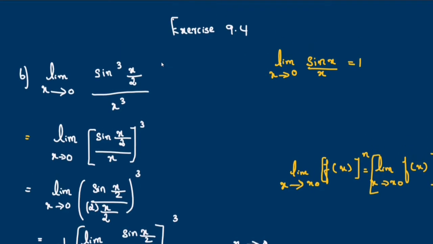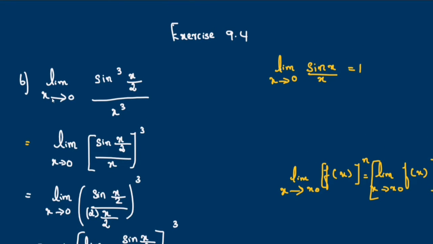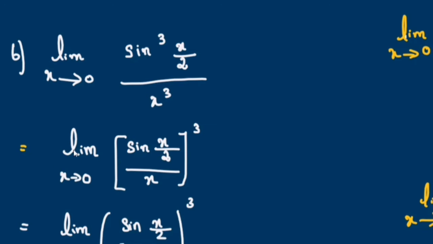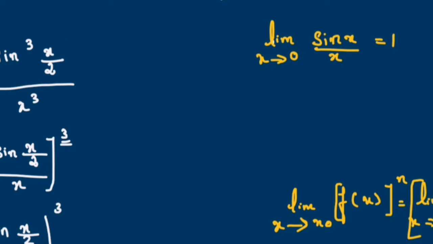Exercise 9.4, question number 6. Limit x tends to 0, sine cube x by 2. You can write this as limit x tends to 0, sine x by 2 by x, the whole cube. Now, we know the formula: limit x tends to 0, sine x by x is equal to 1. So if you have x here, you should have x here. Whatever you have here, you should have here.